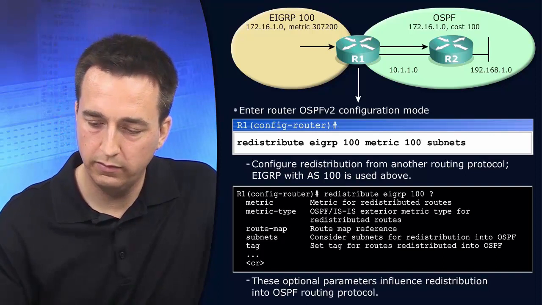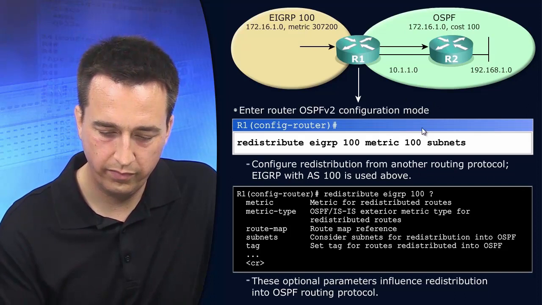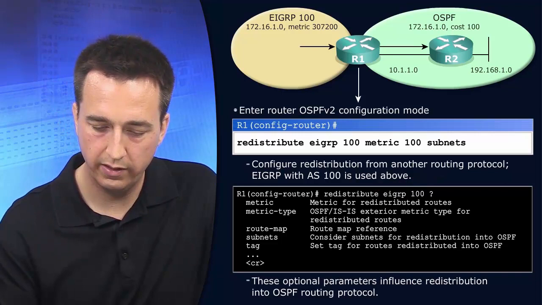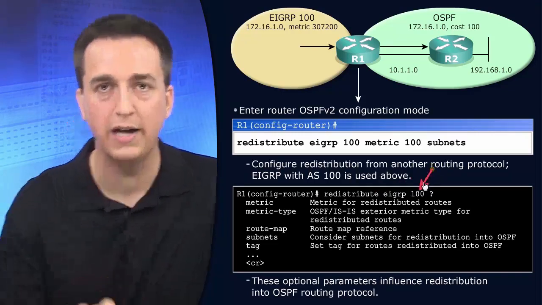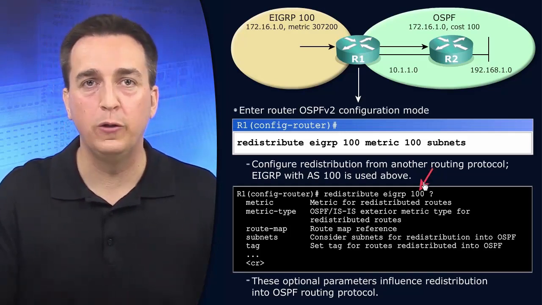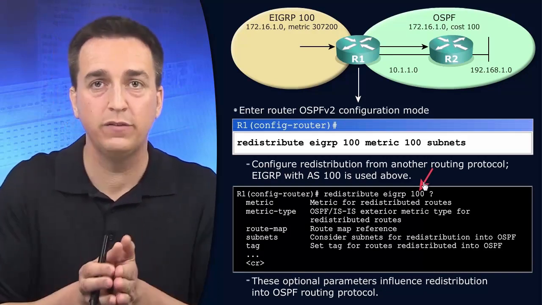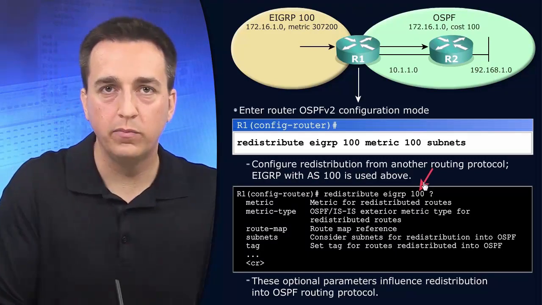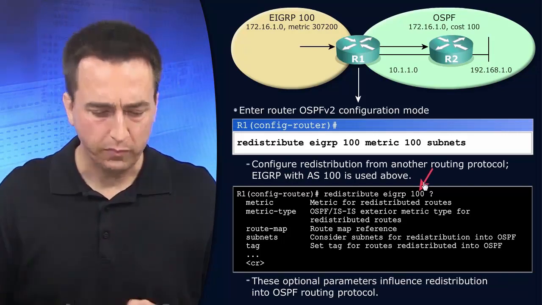And we are typing in redistribute. And what are we redistributing? In this case, EIGRP. And we have to specify the autonomous system number for EIGRP. This is because if there are multiple EIGRP autonomous systems running on this exact same router, we have to identify to OSPF which ones we are going to import. So in this case, it's EIGRP autonomous system 100 routes that we are going to be importing.